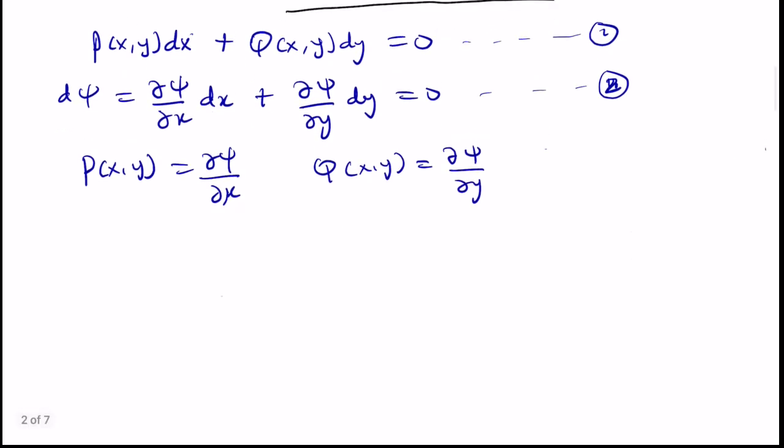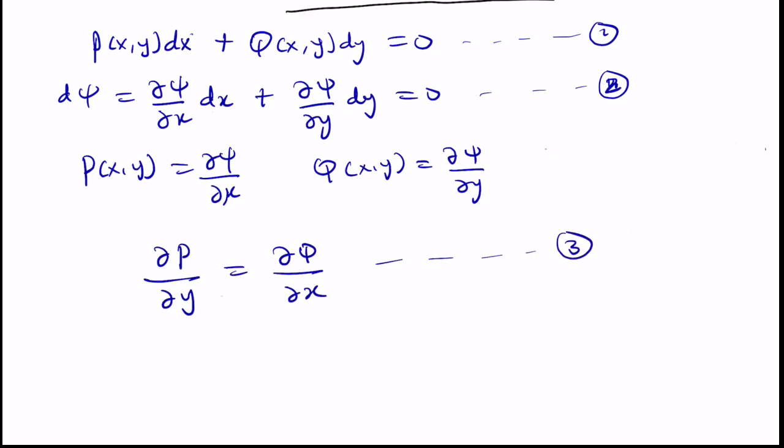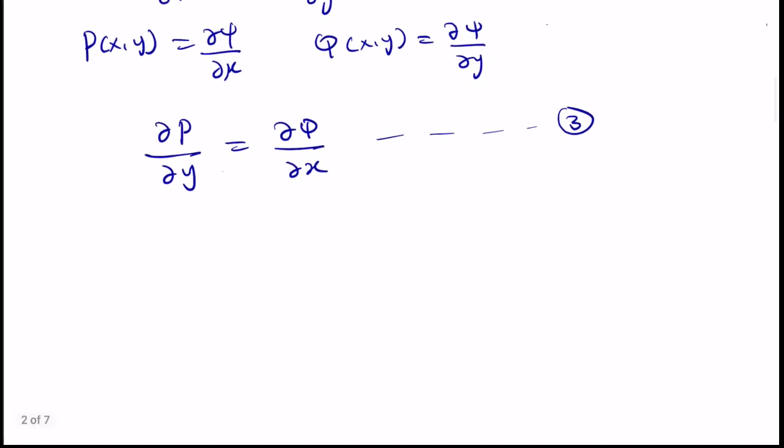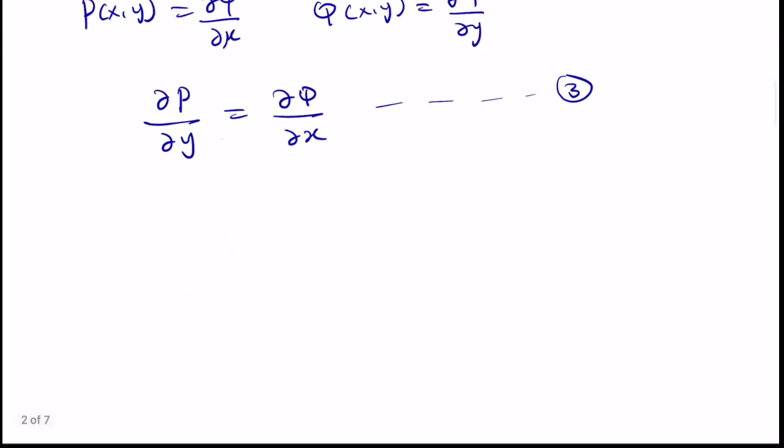To prove that equation 1 is exact, we have to show that del p del y is equal to del q del x. Equation 3. Therefore, given equation 1 a differential equation, we can prove that equation 1 is exact if we can write equation 3. We are going to take an example to show how this works.